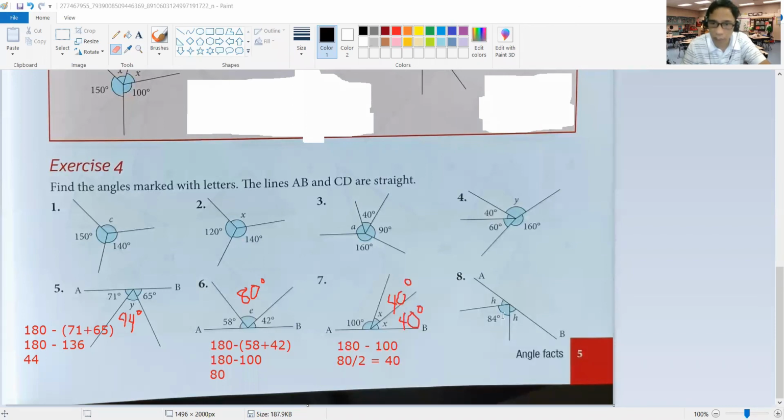So here, H here is almost the same as problem number 7. All you have to do is 180 minus 84. What is 180 minus 84? That is 96 degrees. 96 divided by 2 is equal to 48 degrees. So therefore, H here is 48 degrees, and this is also 48 degrees.